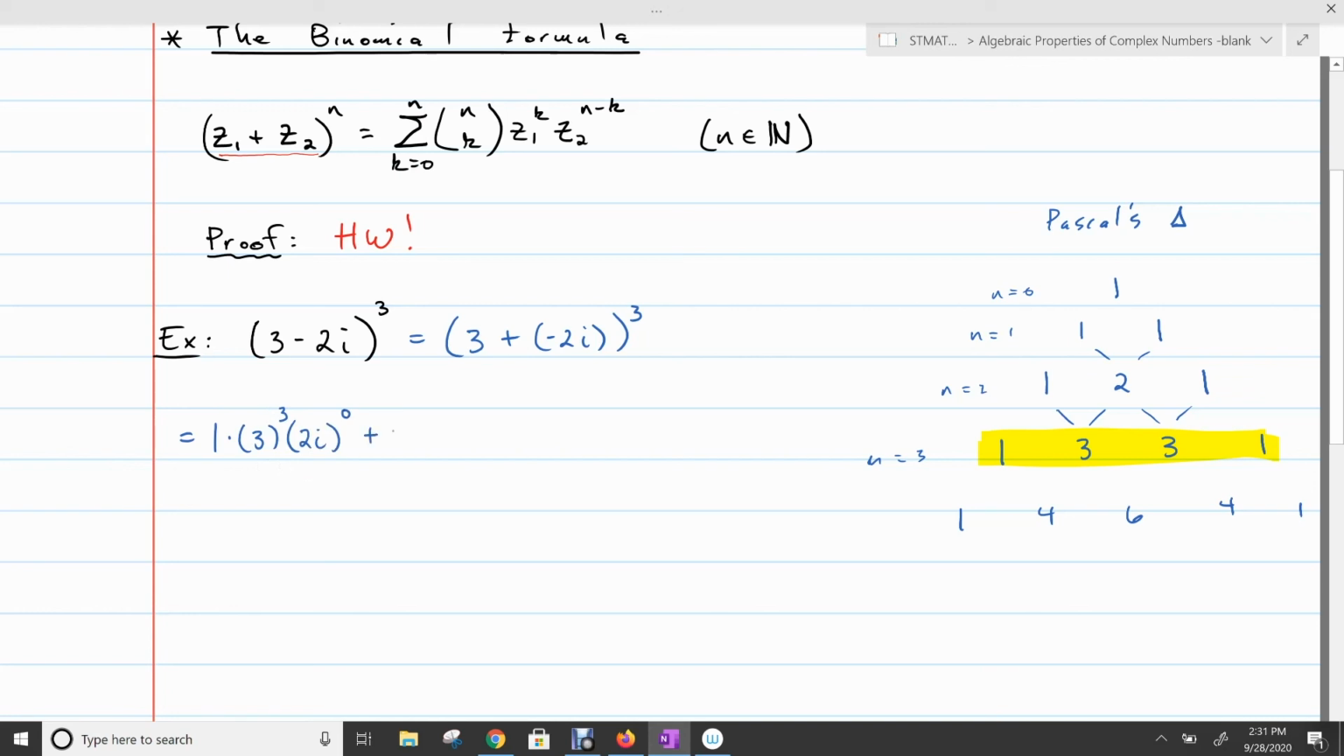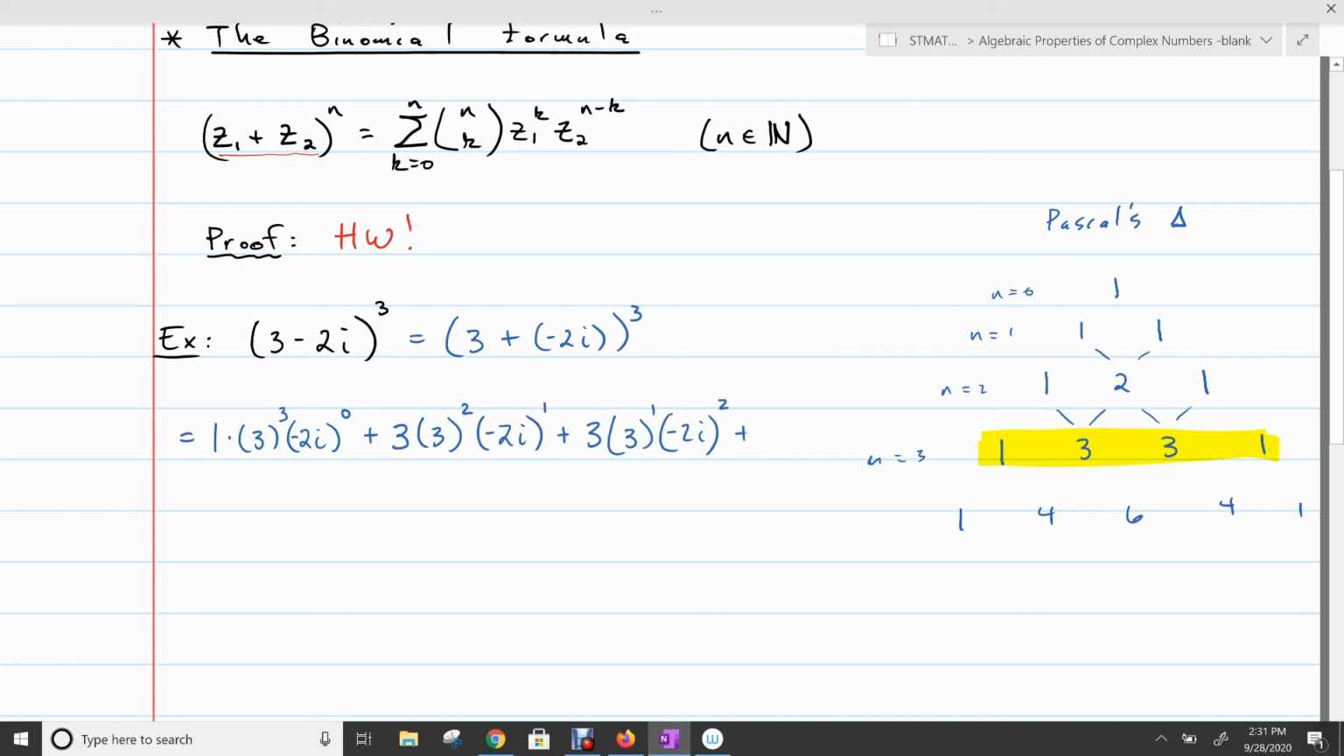Plus, then you take that next coefficient in yellow over there, and then you do the first term in the binomial, so it's 3. That'll be to the second power. Then you have that negative 2i to the first power, so the exponents are coming up on that term. Then you'd have 3 times 3 to the 1 times negative 2i to the second power.